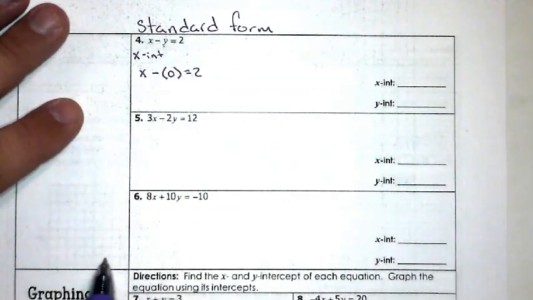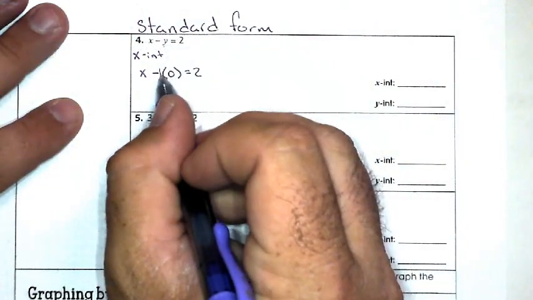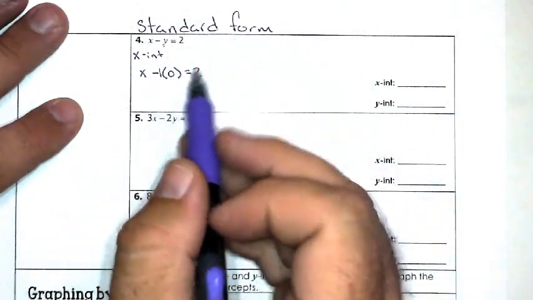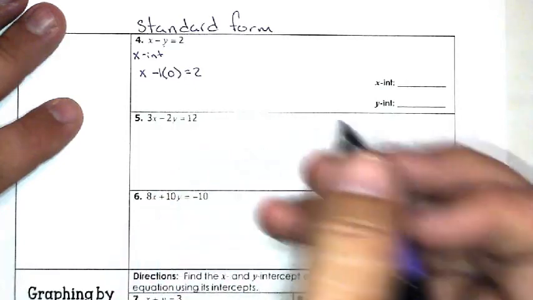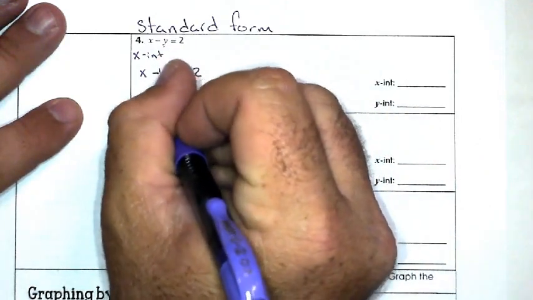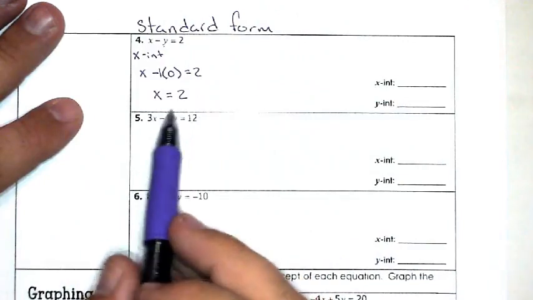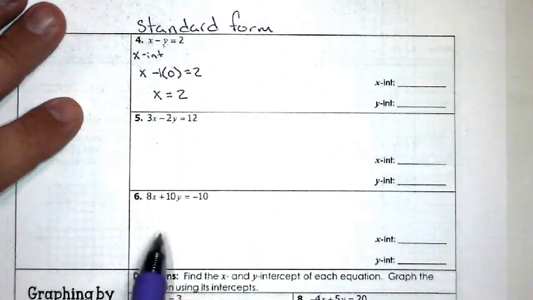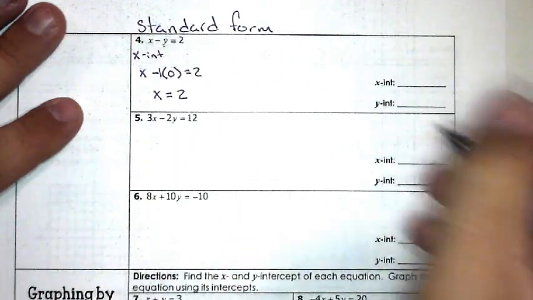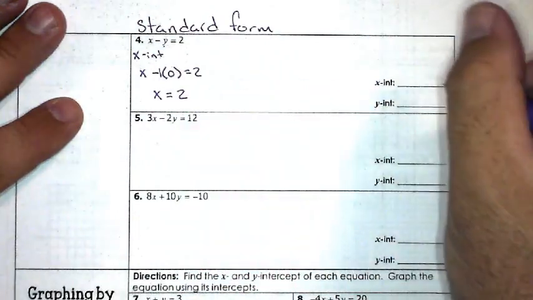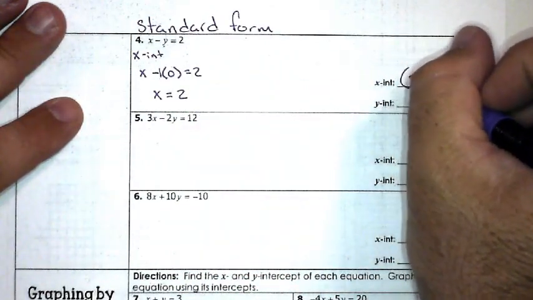Technically, this is a negative 1 times 0. What's negative 1 times 0? 0. So I have x equals 2. Oh, hey, isn't that what I'm trying to get? Yeah. So that's one way to write the answer. What's the other way to write it? As an ordered pair. 2, 0.